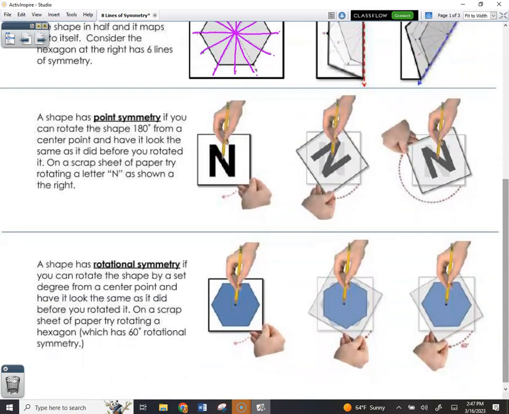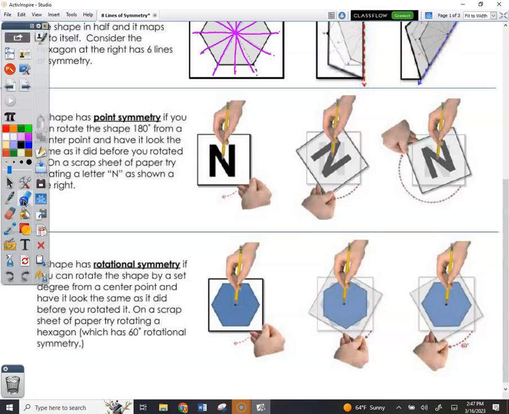There's another type of symmetry. It's called point symmetry. This is a nice to know. It's just where they are saying, take your pencil or your highlighter. I'm not going to pass highlighters out because of time. But it's where they're saying that if you can rotate a shape 180 degrees and it is symmetrical, then it has point symmetry. That would mean like a rectangle.